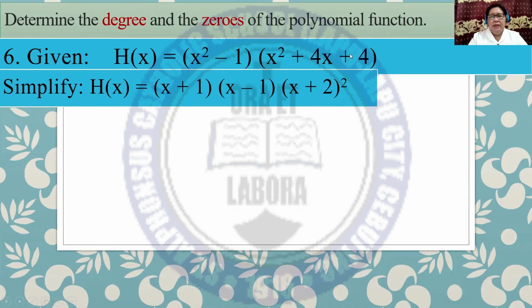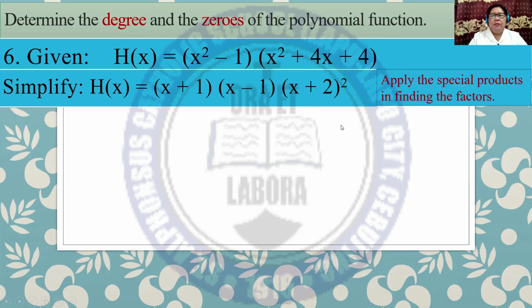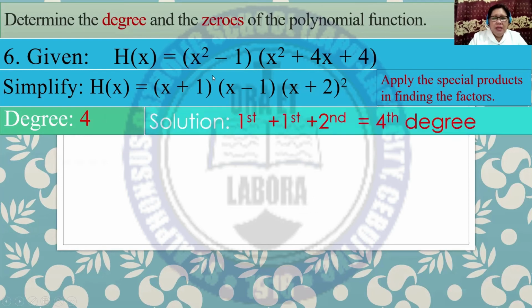And the second factor is a perfect square trinomial, which can be written as the square of x plus 2. And this is called the square of binomial. All we have to do is to apply the special products in finding the factors. The degree is 4 because the exponent here is 1, 1 here, and then 2. So all you have to do is to add. It is in the 4th degree.